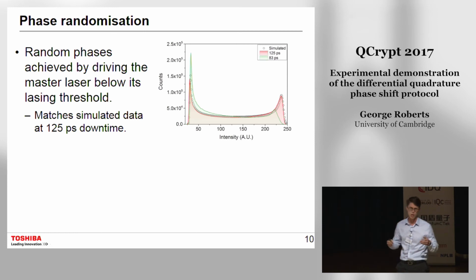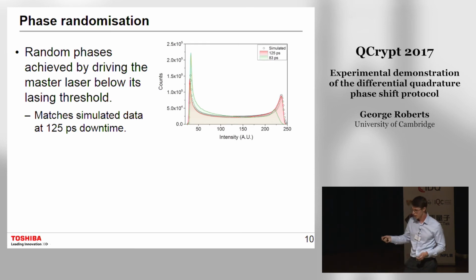So this should follow a 1 plus cos delta phi distribution, where delta phi is continuously random between 0 and 2 pi. Of course, we have time jitter and measurement error, so this broadens our distribution, especially at the high intensity side. I did a simulation. This is shown in circles, and the experimental data for 125 picoseconds of downtime in the master laser fits very well to the simulated values.